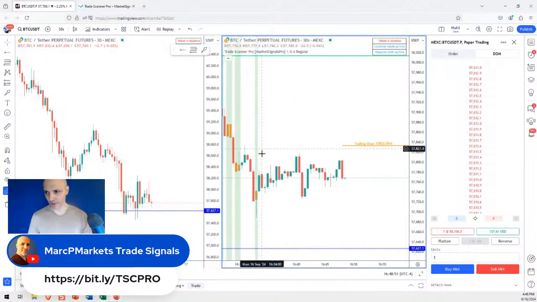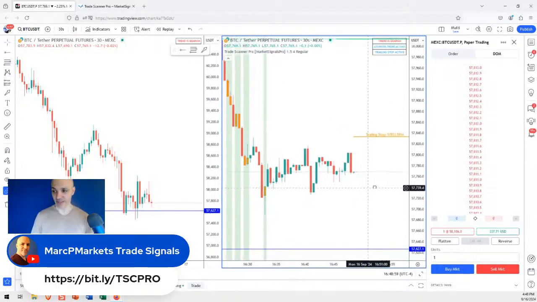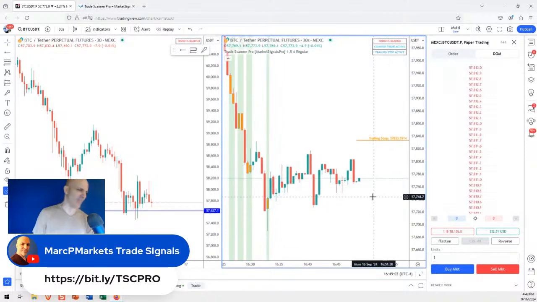As you can see, another little resistance has developed here, a minor one. This thing's probably going to break lower. If I'm in a winning trade, I like to show it. All right, I'm joking. I'm not going to do this.